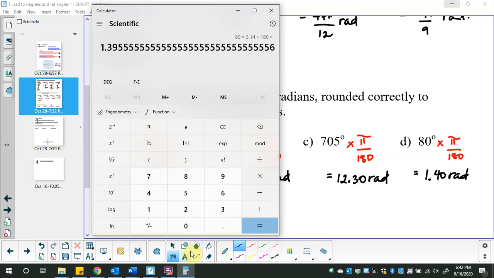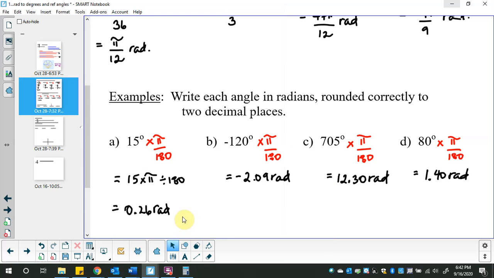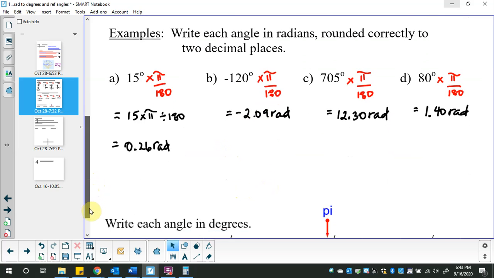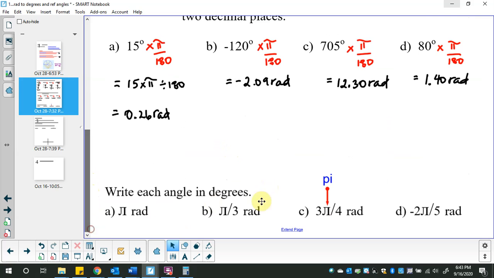Either way, you can ballpark these. So if you know that 180 degrees is 3.14, you know that this is in the realm of possibility. Because if 120 degrees is less than 180 degrees, then 2.09 should be less than 3.14, and you're good, ignoring the negative temporarily.